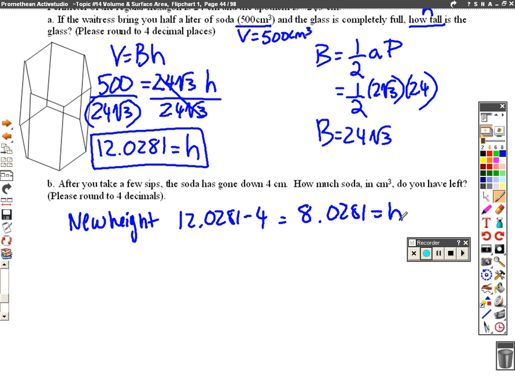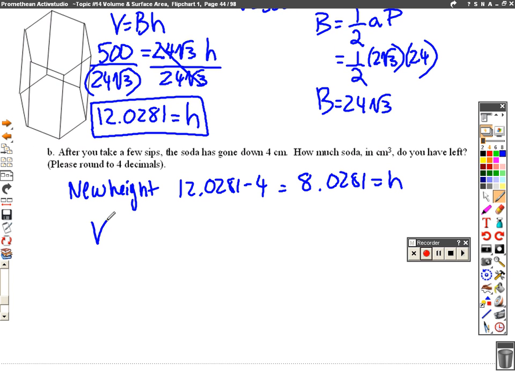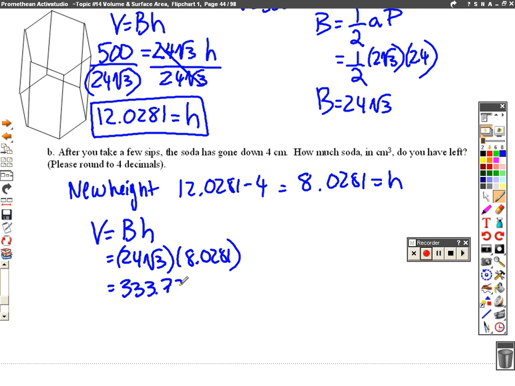And now we want to find the volume based on that new height. Well, the volume formula has not changed. Big B times h. Our big B, our base area, has not changed. That's still 24 root 3. But our new height is 8.0281. Type into my calculator all in one go: 24, the square root of 3, close the parentheses after the 3, times 8.0281. And I get 333.7218 centimeters cubed. All right.